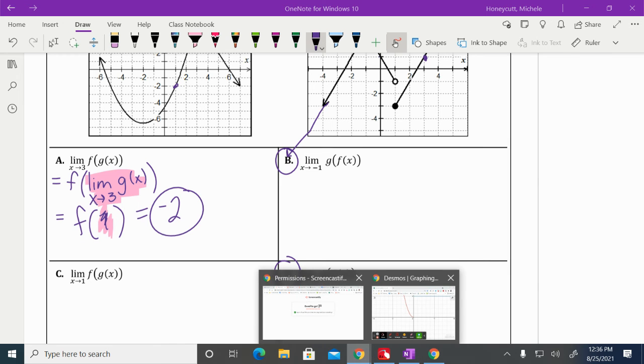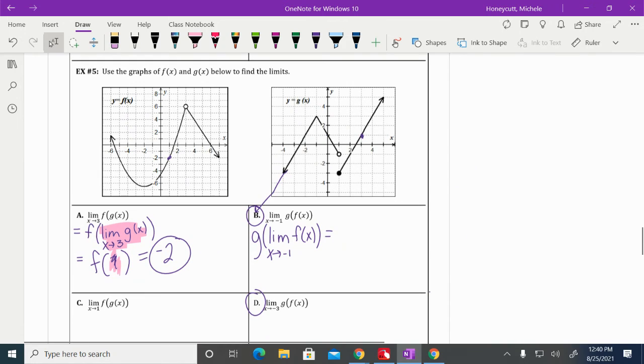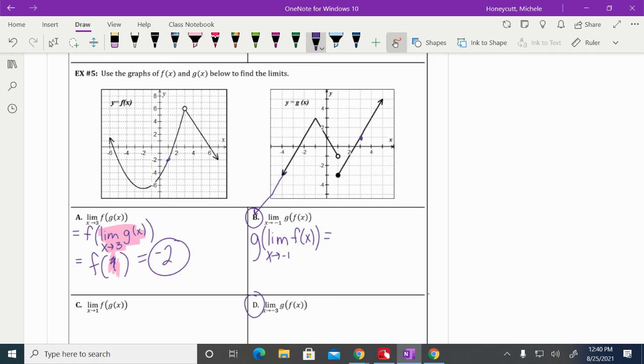All right, so for B, I'll be finding g of the limit as x approaches negative 1 of f. So I need to look at f first. When x is approaching negative 1, the y values approach negative 6. So that means I need to find g of negative 6. And my graph of g doesn't quite extend to negative 6. But I could extend this graph to get to negative 6.